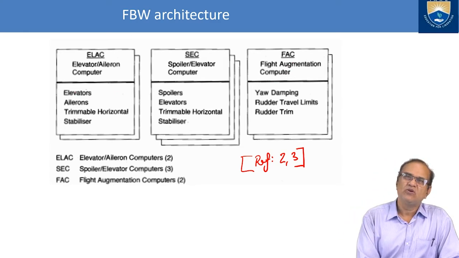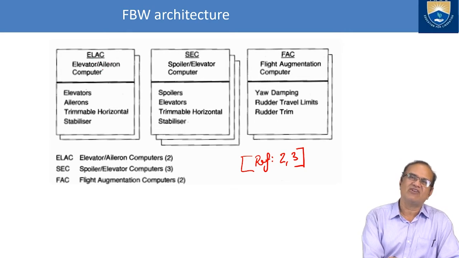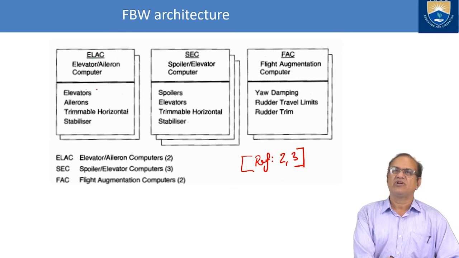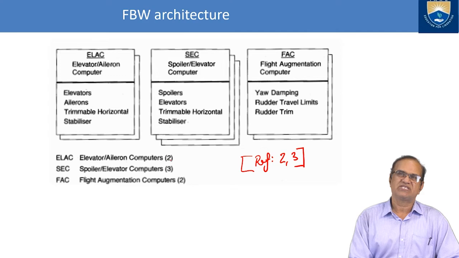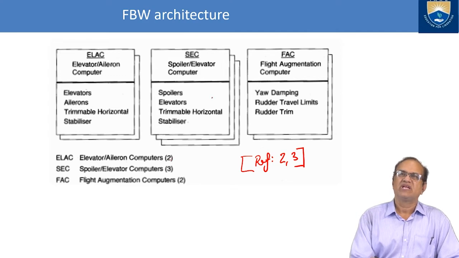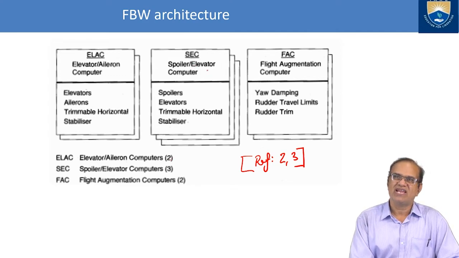Here we are using the elevator, aileron and trimmable horizontal stabilizer. These three things are operated by the ELAC, the elevator aileron computer. There are two ELACs. Then SEC, the spoiler elevator computer, there are three of them, and the flight augmentation computers are two. So a total of 7 computers are used.